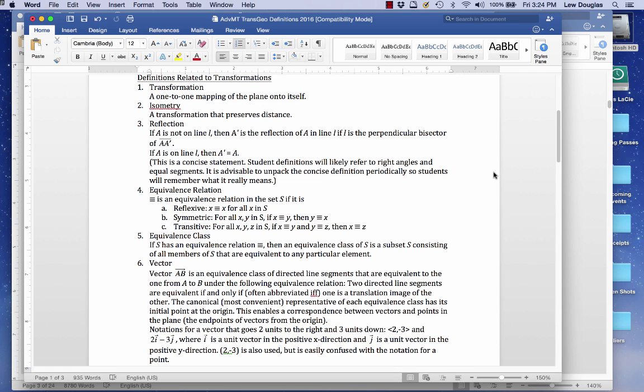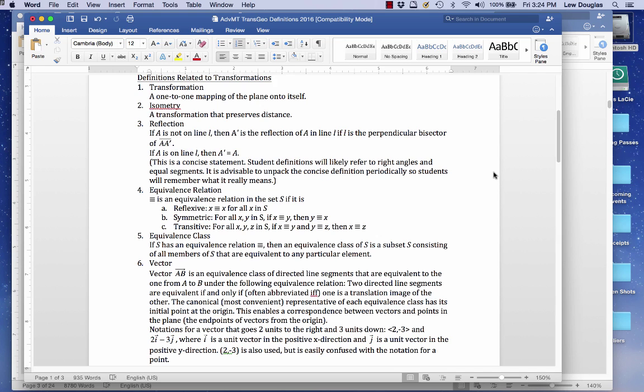So, these are some important definitions, and this is part of a list that I had from last year that I will update. But you will help me by making definitions for the three basic transformations, the three basic isometries. So, what are those things?